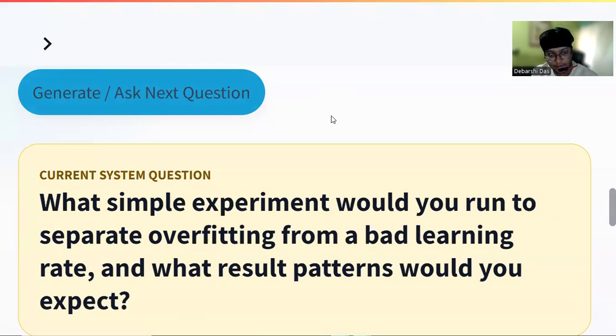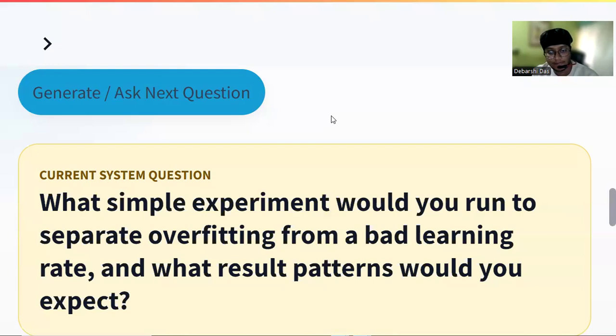The only experiment I can think of currently to separate overfitting from a bad learning rate is I would split the data into two sets. One is training data and one is the validation data. If I see the model is able to predict accurate results for the training data itself and not for the validation one, then I would realize that this is an overfitting issue.